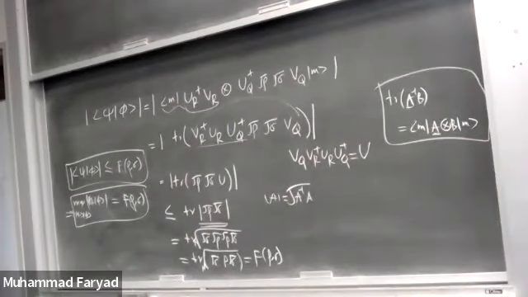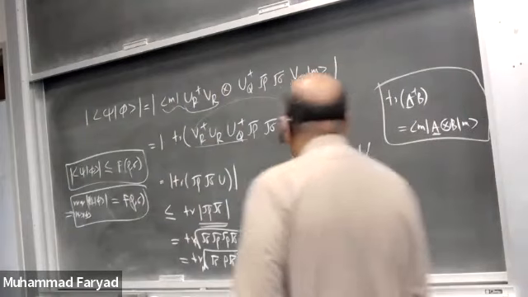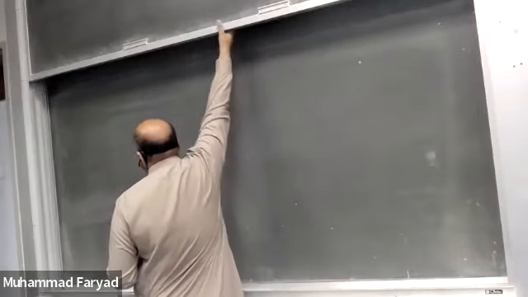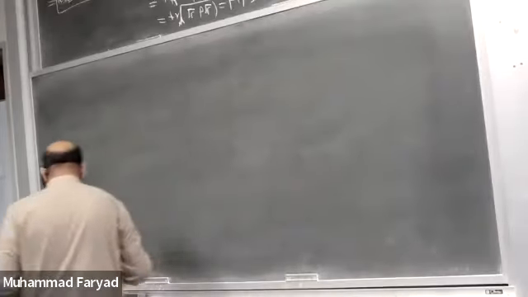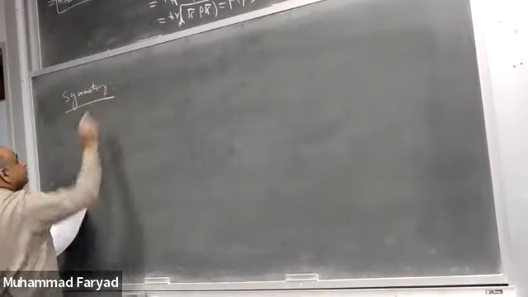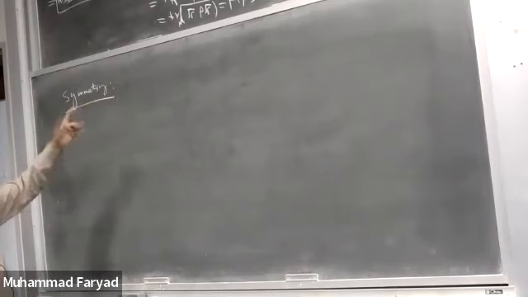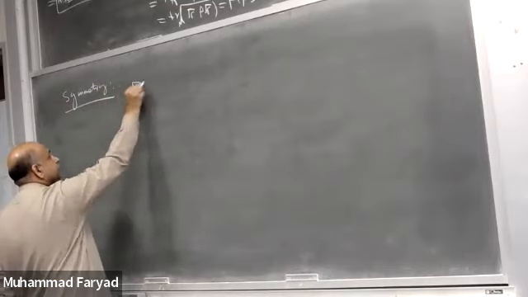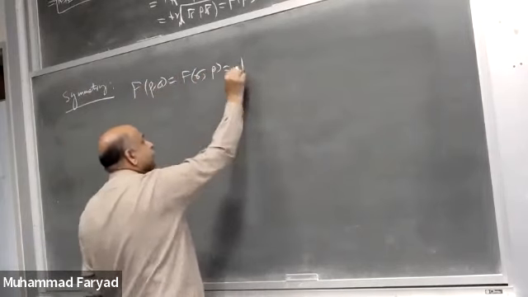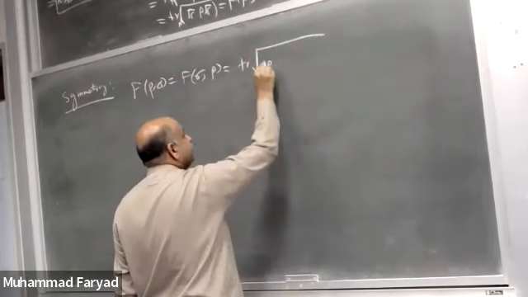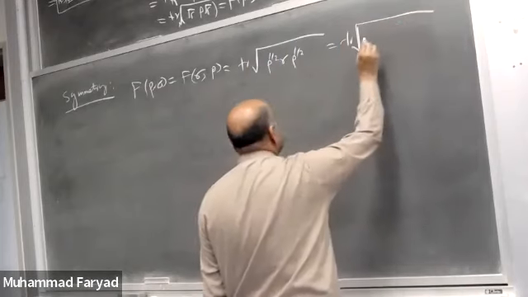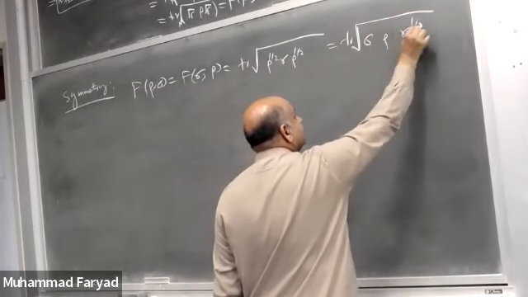Okay, so the next point that I want to show is something that we have used a couple of times, and it is the symmetry of fidelity, symmetry in rho and sigma, that the fidelity of rho and sigma is equal to the fidelity of sigma and rho. In other words, I'm going to show the trace of the square root of root rho sigma root rho is equal to the trace of the square root of root sigma rho root sigma.